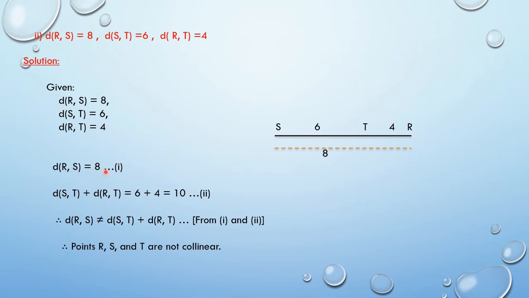Then we check whether the sum of the other two distances is equal to 8 or not. Therefore, distance of ST plus distance of RT is equal to 6 plus 4, which is equal to 10. That is equation number 2. From equations 1 and 2, distance of RS is not equal to distance of ST plus distance of RT. That means the betweenness condition is not satisfied here. Therefore, the points R, S and T are not collinear.